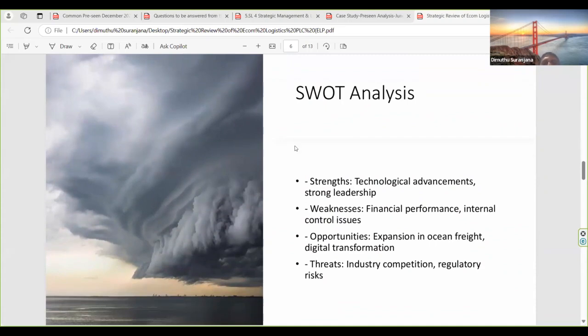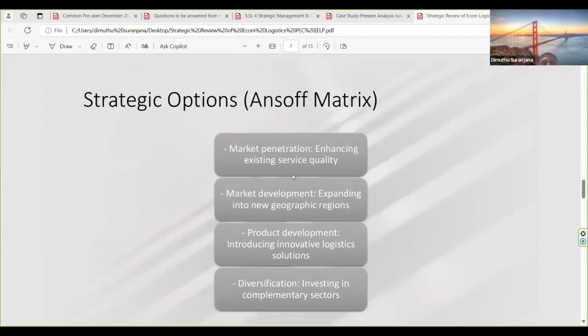Strengths are they're good in new technology adaptation, strong leadership. Weakness, two main weaknesses now. Financial performance is coming down and there are some internal control weaknesses. Opportunities, they can expand their business activities into ocean trade. Then they can do digital transportation, trade. There's high competition. The regulatory risks also.